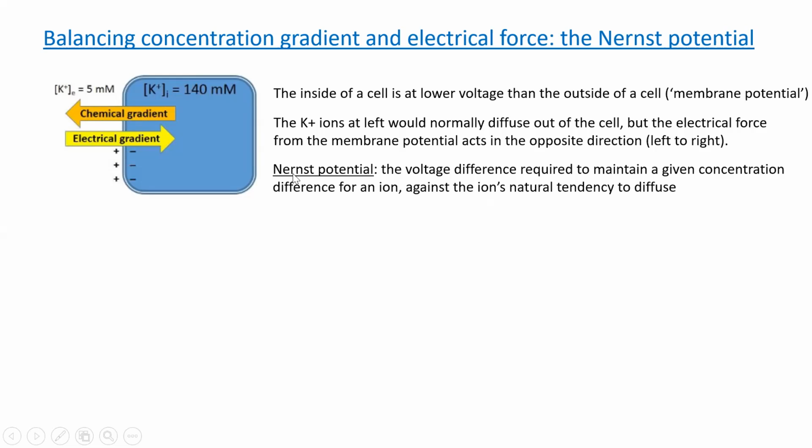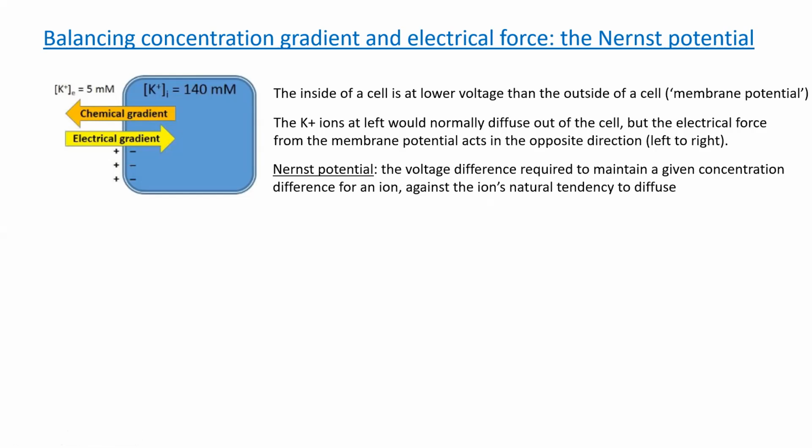And so what we call the Nernst potential is the voltage difference between the inside and the outside of the cell that's required to maintain a given concentration difference for an ion against the ion's natural tendency to diffuse. Depending on how the ion's concentration differs inside versus outside of the cell, we would expect more or less of a potential required to counter the tendency to diffuse along the chemical gradient.